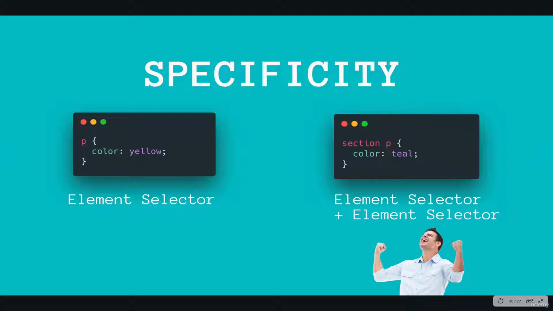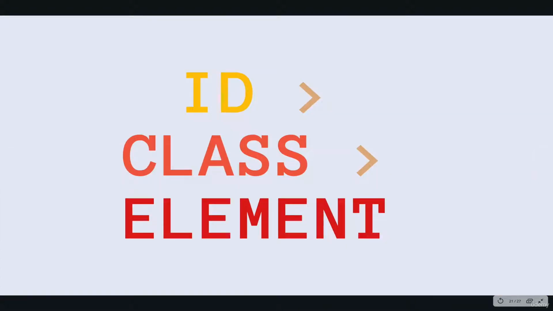I mean, something like this right here. We've got an element selector, just all paragraphs, make them yellow. And then here, an element selector plus another element selector. Make all paragraphs inside of a section teal. So if you just look at it, this seems more specific, right? We have 2 times the number of element selectors, and indeed it is more specific. But it's not that simple. This is the general formula you should remember. An ID is extremely specific, and it will beat out any number of class selectors. And class selectors are pretty specific, and they'll beat out any number of element selectors.